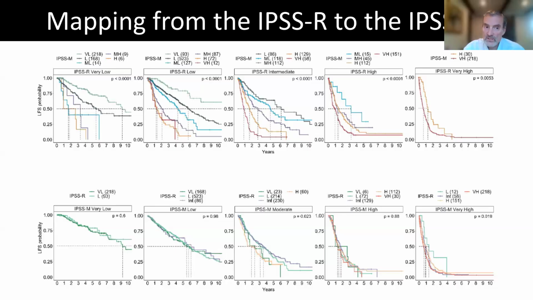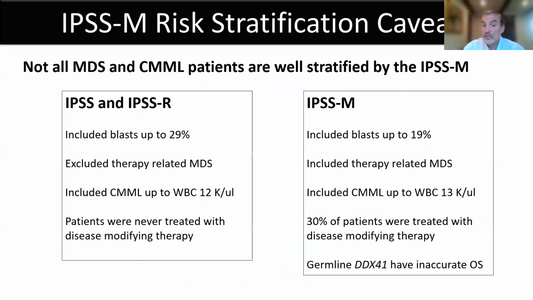So we now consider the IPSS-M to be the gold standard for risk stratification in MDS, and it's what I use in my clinic. And I'll show you how we actually use that because I use it with my patients. Some things to know about this, though, are that there are some differences between the IPSS-M and the IPSS-R.